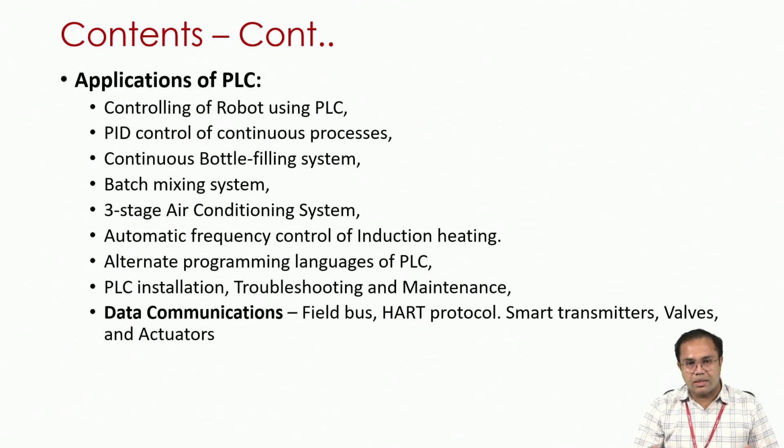Later, we will see data communication. In data communication, there are more than 20 protocols available in industries. To name a few, CAN, Controller Area Network, and Profibus, Process Field Bus. There are so many protocols, but I have pointed out a few which are very popular. Here we discuss Fieldbus, Process Field Bus, and also the HART protocol. HART is very special. HART stands for Highway Addressable Remote Transducer Protocol. This is a very, very special protocol, and we will learn about it.